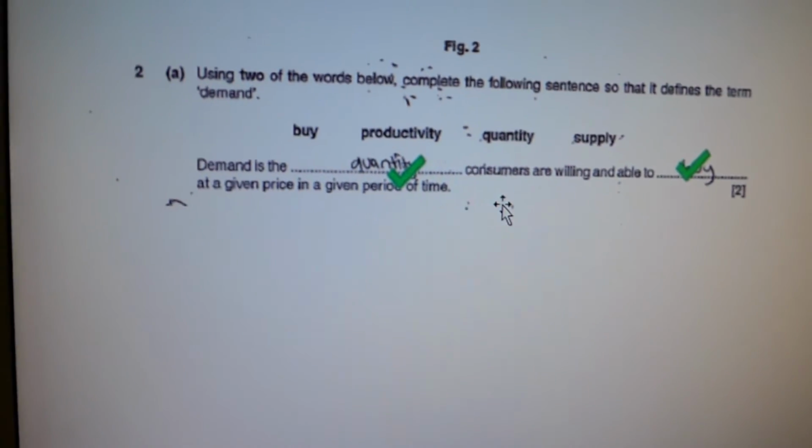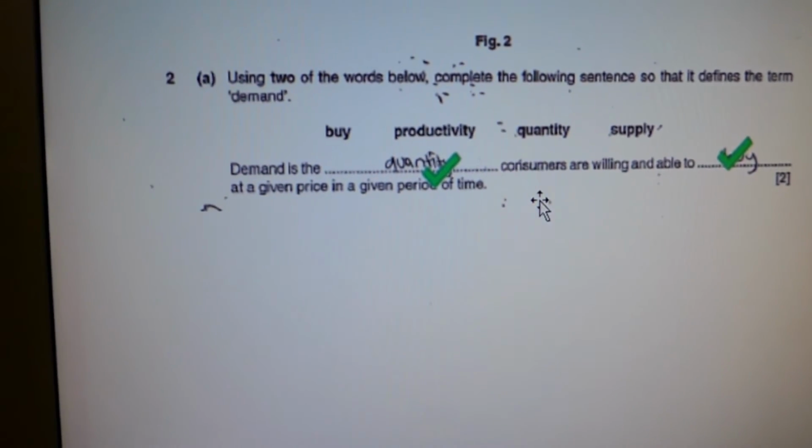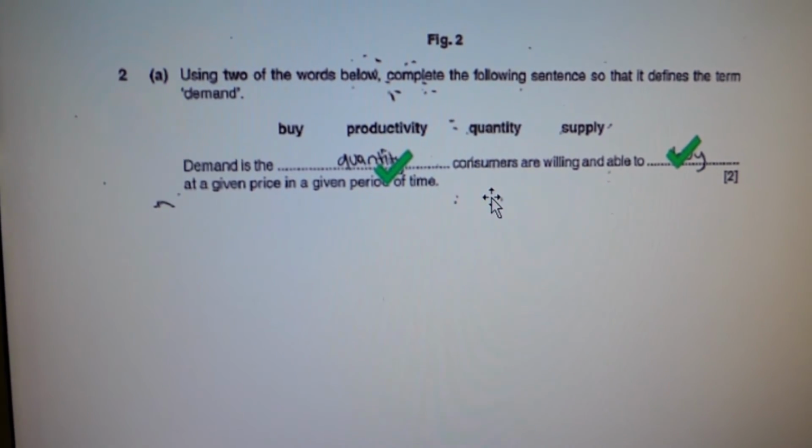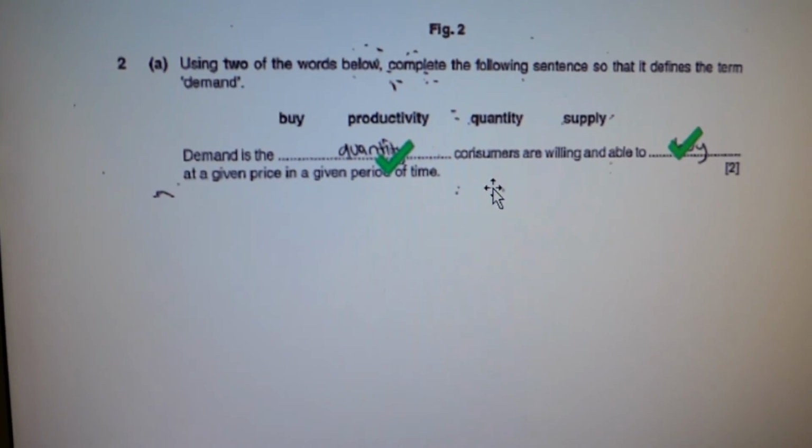Question 2. Fill the blanks. Demand is the quantity consumers are willing and able to buy. Easy.